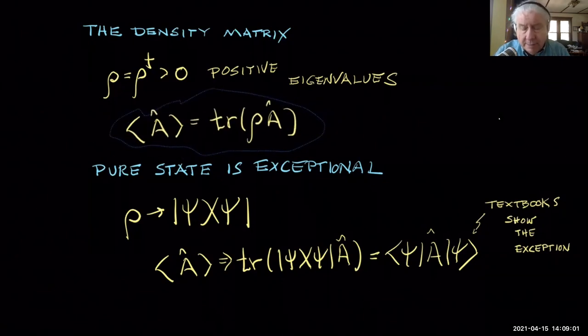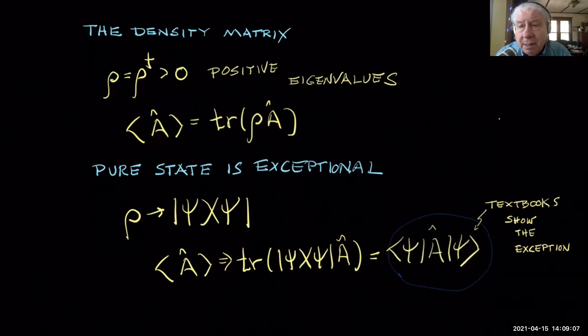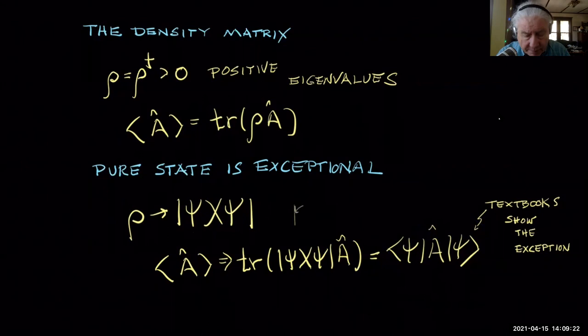Now, that formula is a generalization of this formula that you've seen from beginning quantum mechanics. And the beginning quantum mechanics formula, in fact, is wrong in general. The reason is beginning quantum mechanics assumes that a density matrix will be the outer product of a wave function with itself. That's rank one.